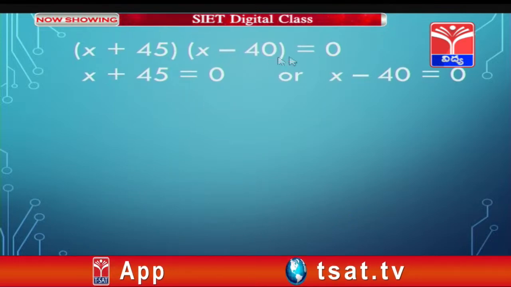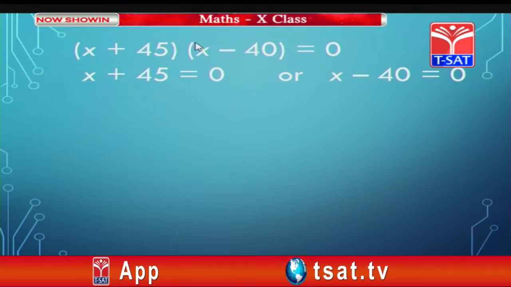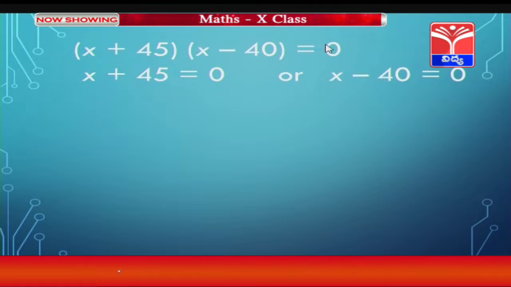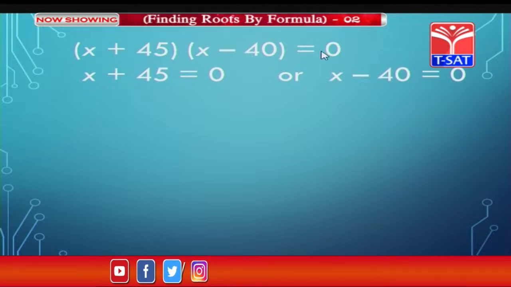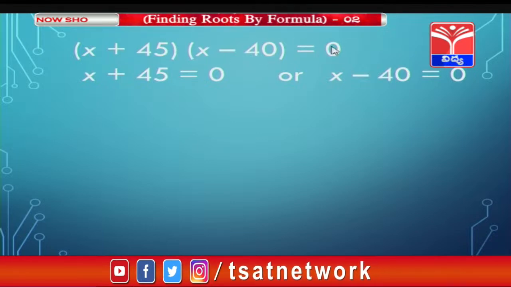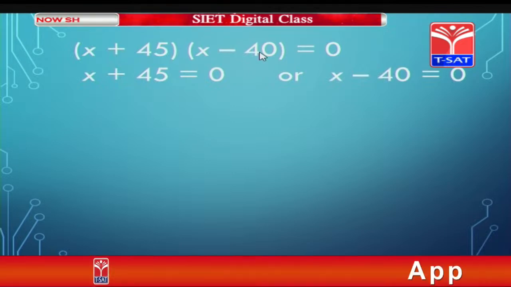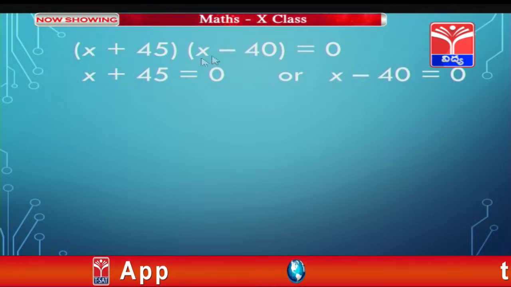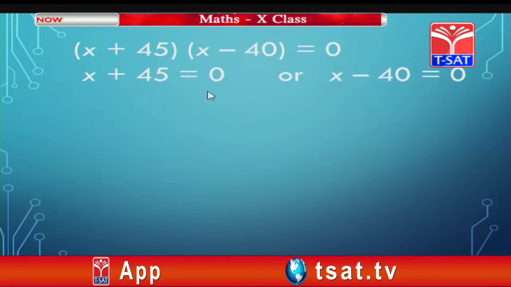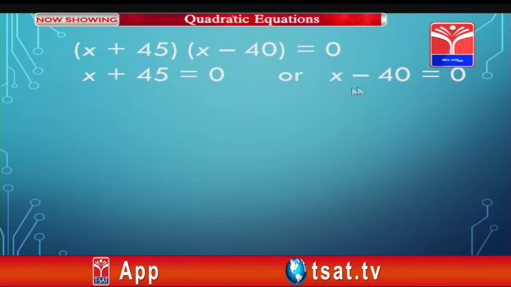Just remember children, when the product of two terms is equal to 0, then either of one must be 0. That is, if AB is equal to 0, then A must be equal to 0 or B must be equal to 0, or both A and B must be equal to 0. So, our x plus 45 is equal to 0 or x minus 40 is equal to 0.